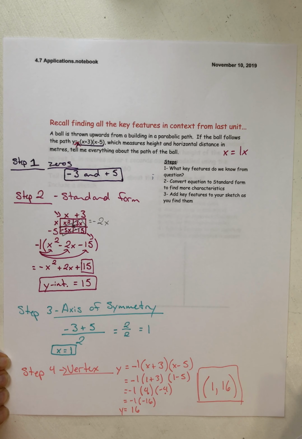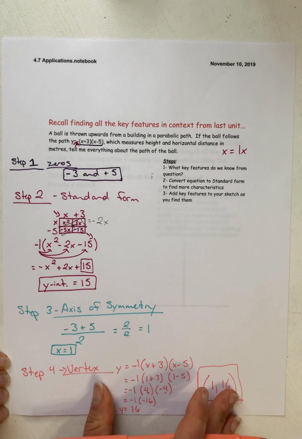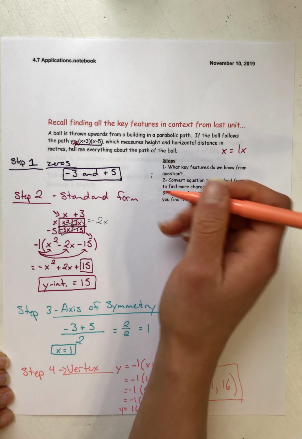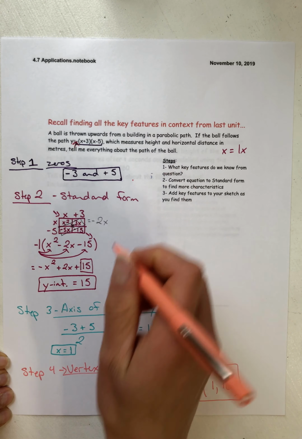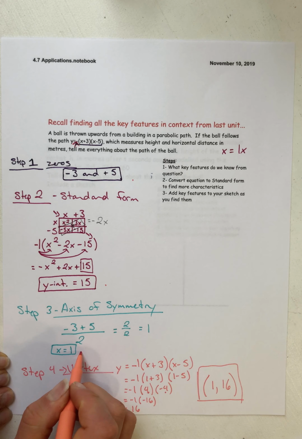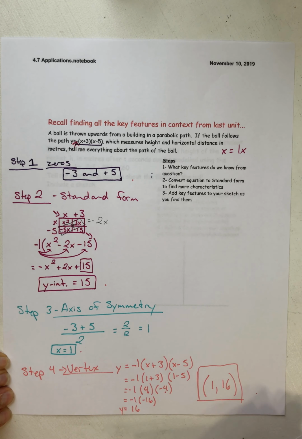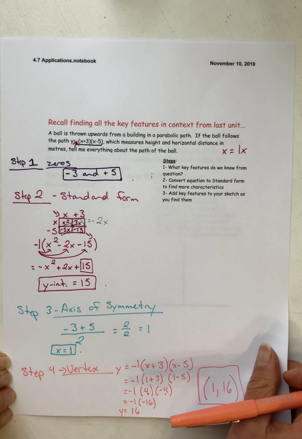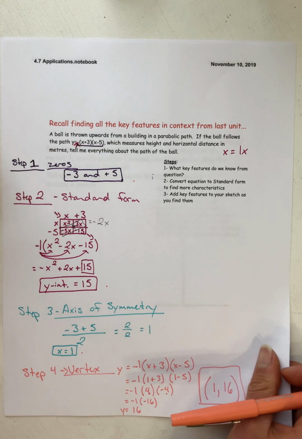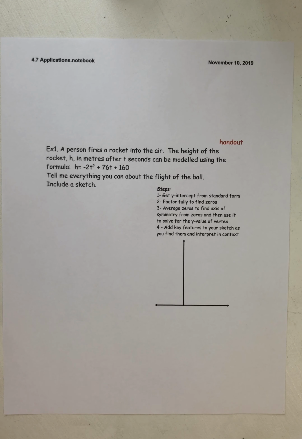And then box it. And then what you can do is sketch this afterwards, because we now have everything, right? We have our zeros, we have our y-intercept, we have our axis of symmetry, and we have our vertex. And this was a word problem. I just kind of ignored the word problem.